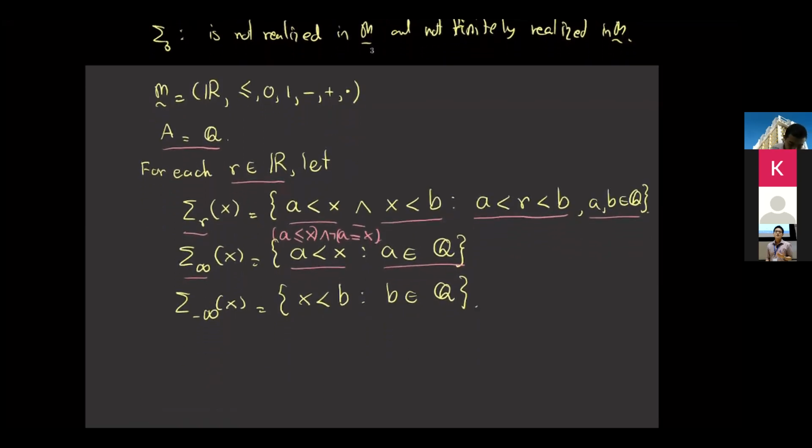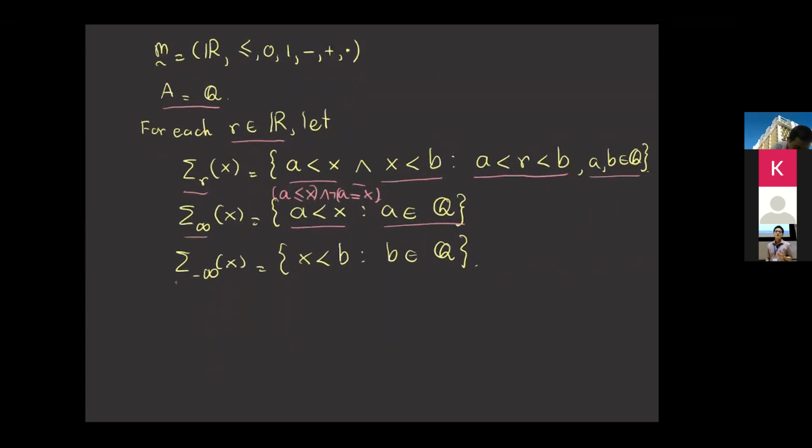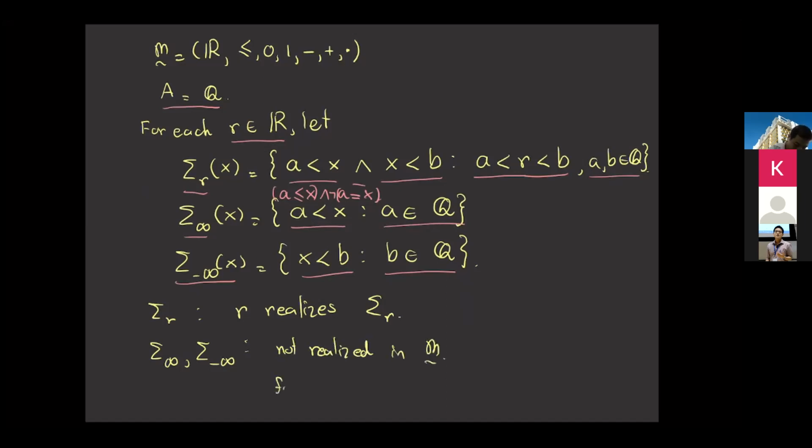Okay, and now that we have sigma infinity, we also have sigma minus infinity, which is the set of x less than b for every b that is in the rational numbers. Now you can see that when you look at sigma r, any real number r is going to realize sigma r. And when you consider sigma infinity and sigma minus infinity, you can easily see that this is not realized in our structure M, but it is finitely realized, right?